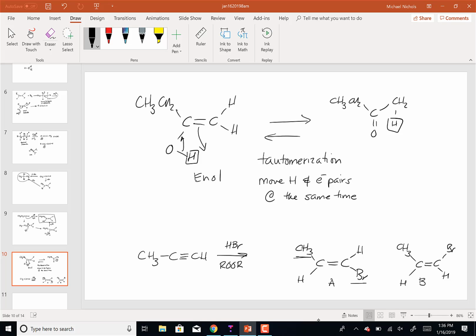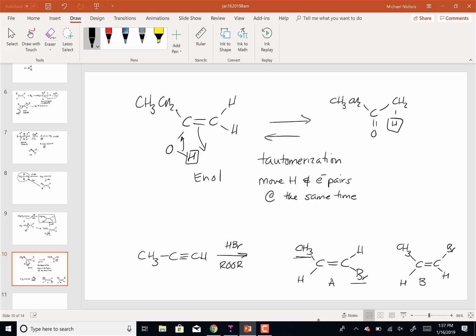Not only is it important to be able to write the product of the reactions, but it's also important to remember what reagent you need to use. So you have to not only be able to write the products, but if I gave you the products and the reactants and said, what reagents do you need to use? You have to remember those as well.